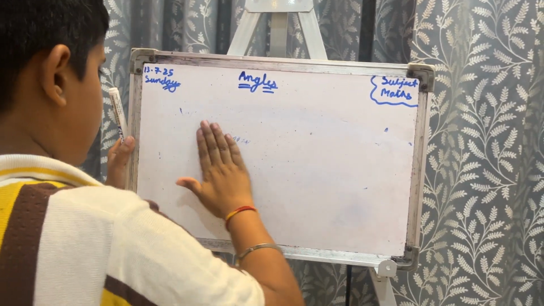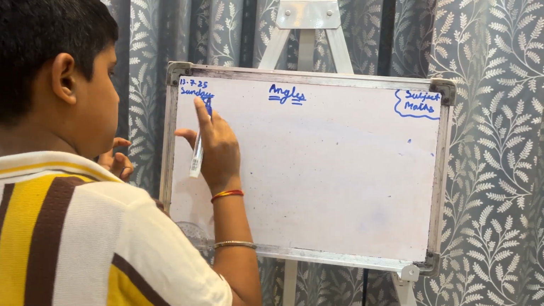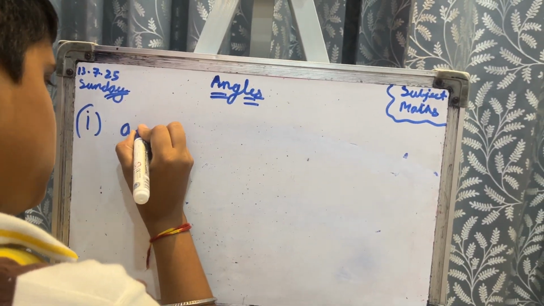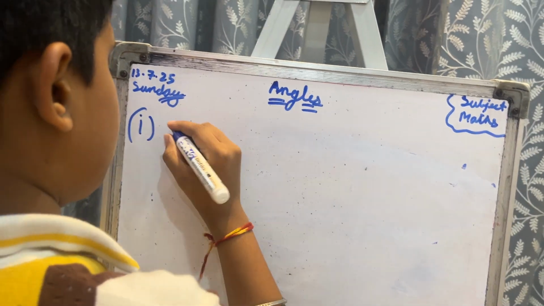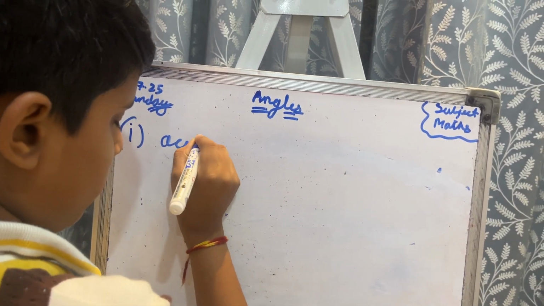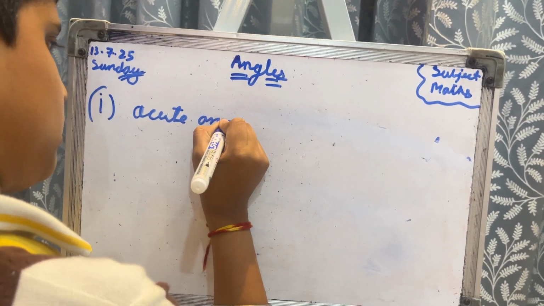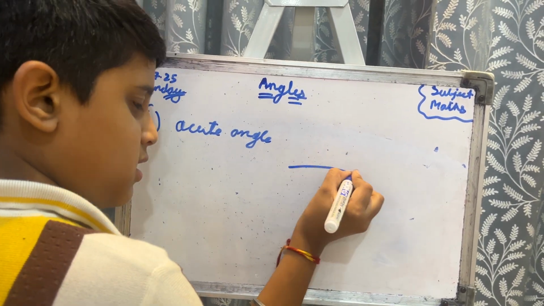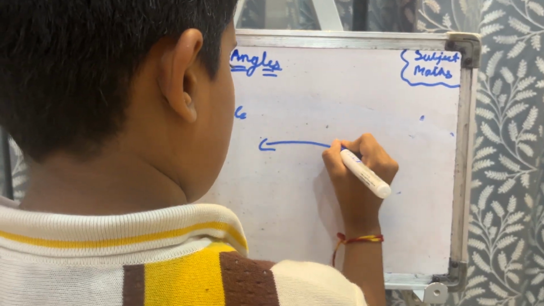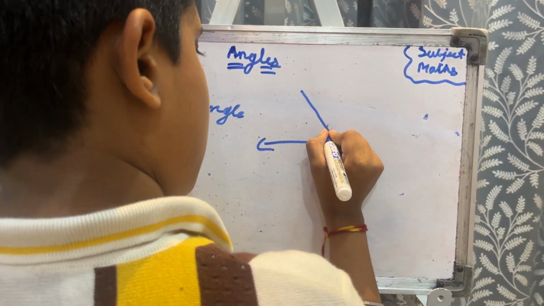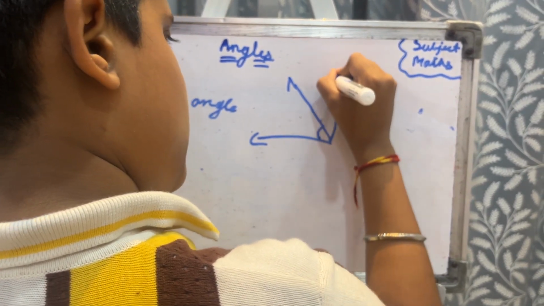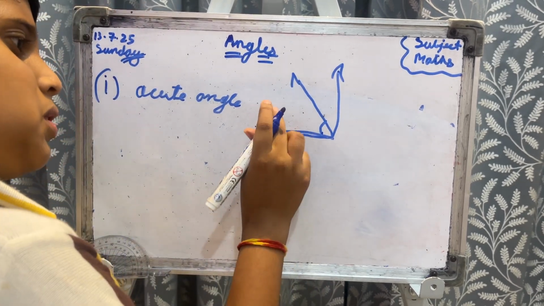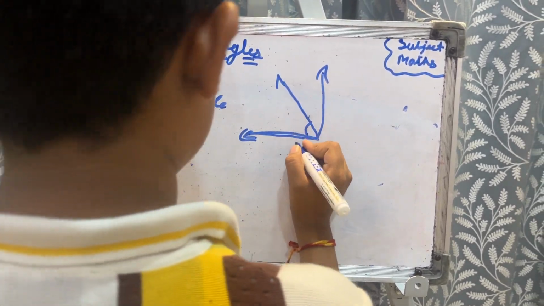Okay. The first angle is the acute angle. See, how is an acute angle formed? This is one line ray, and this is less than this. If it's less than this but more than this, it's an acute angle.